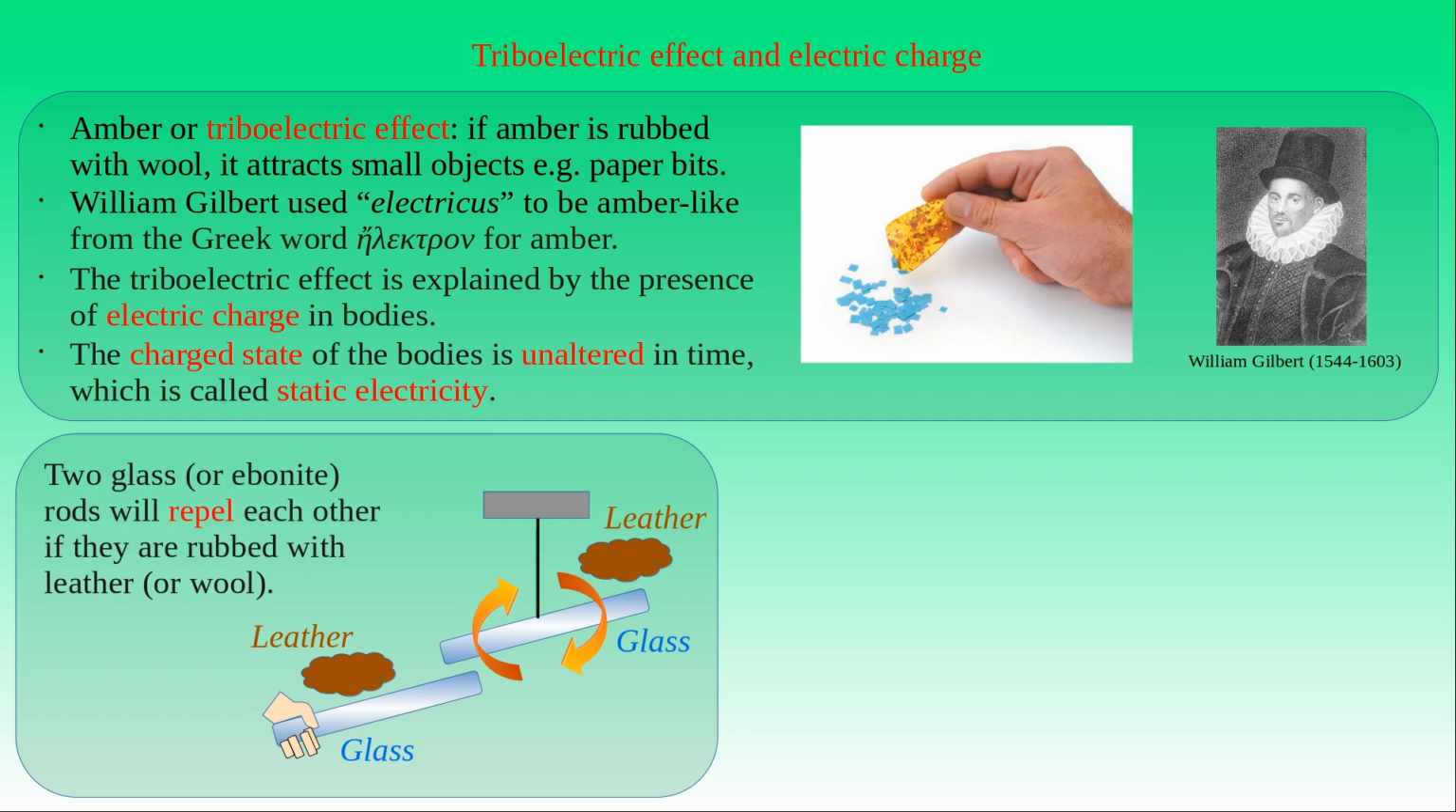We can also use ebonite rods instead of the glass rods, but we have to rub them with wool to produce the same effect. The electric charge in each of the rods exerts forces repelling the charge in the other rod, which are indicated with the red arrows.